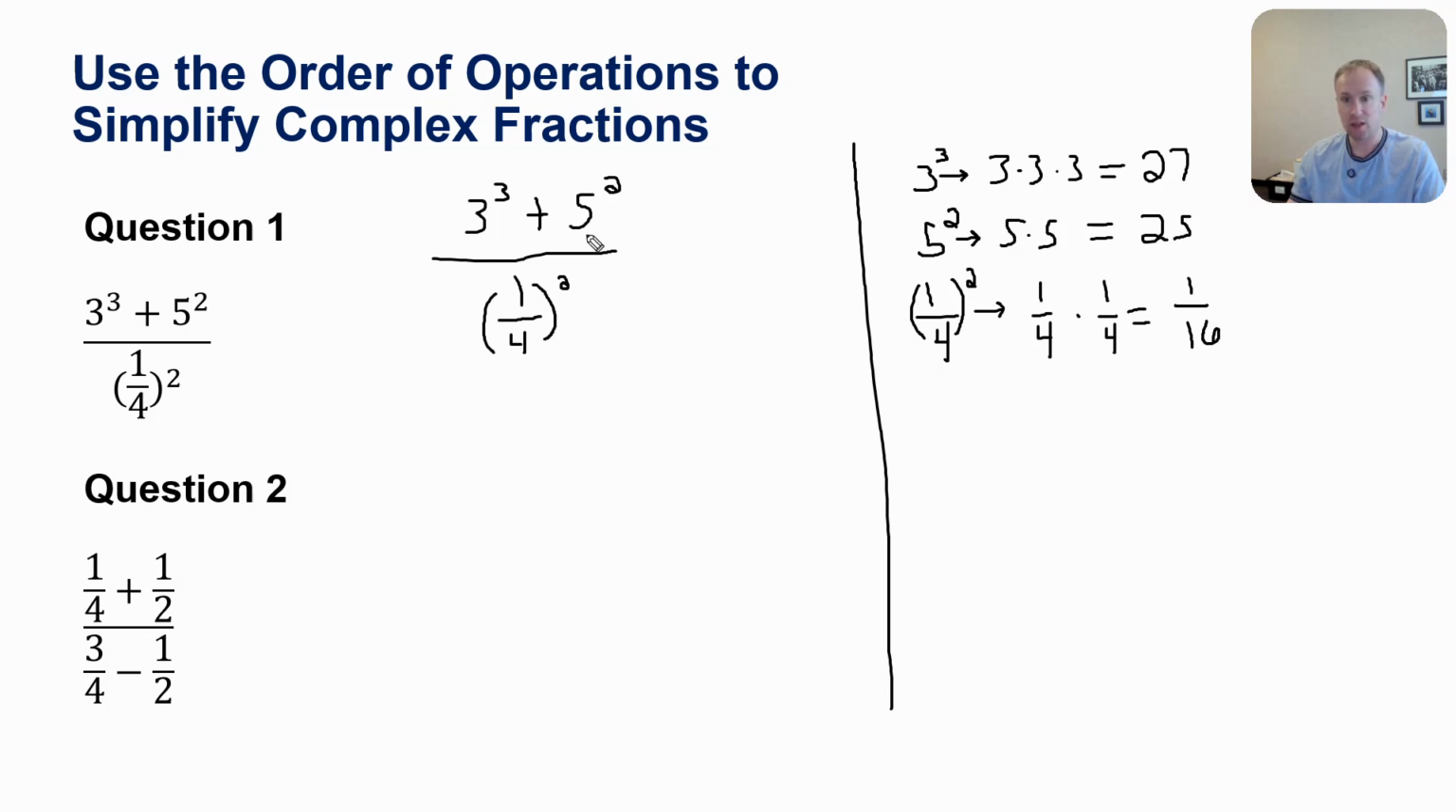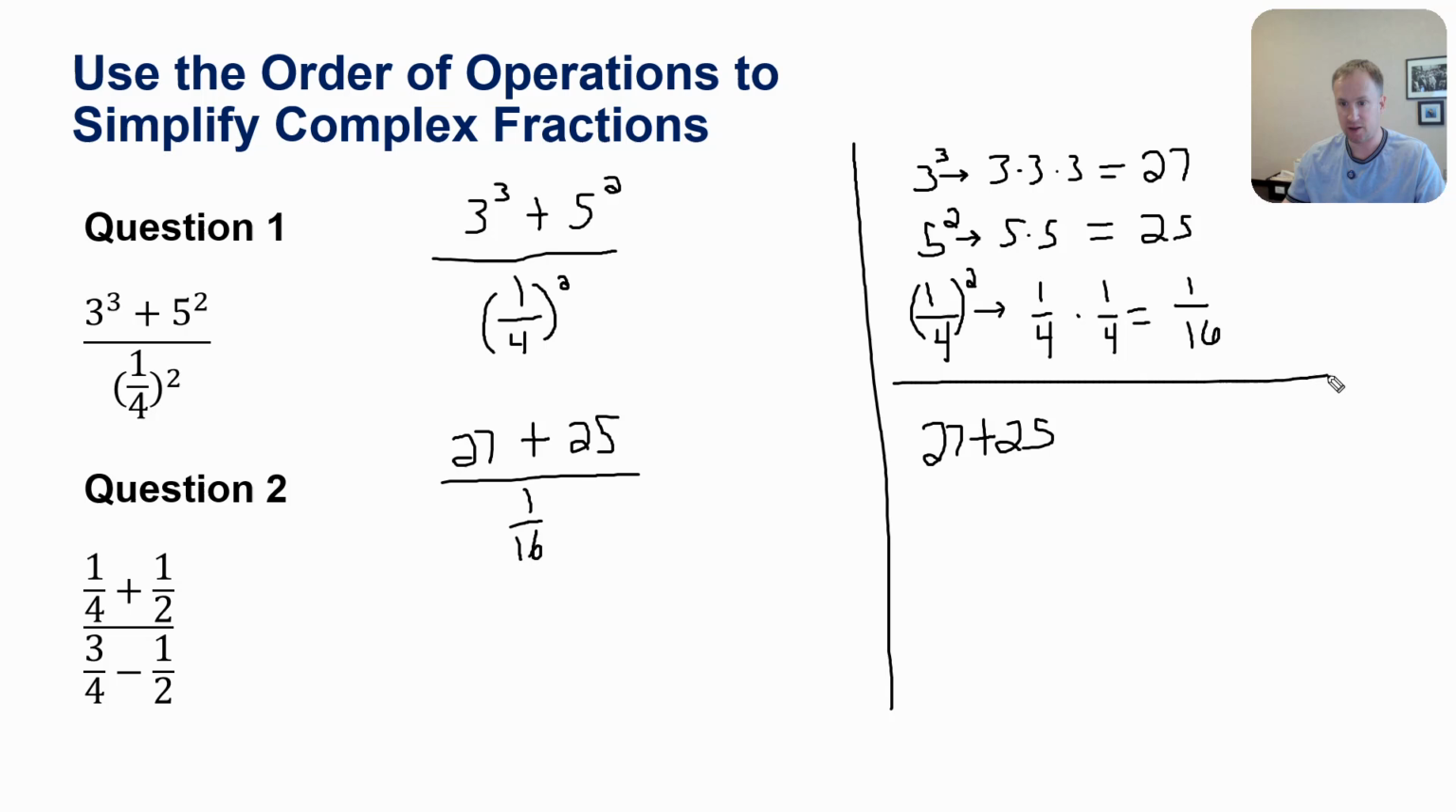Okay, so now let's go ahead and replace the different items here. So we have 3 to the third power, which again is 27, plus 5 to the second power, which is 25, over 1/16, so divided by 1/16 now. So from here, we're going to add 27 plus 25. So this is the numerator part of your problem. So you're going to simplify that part. That is equal to 52.